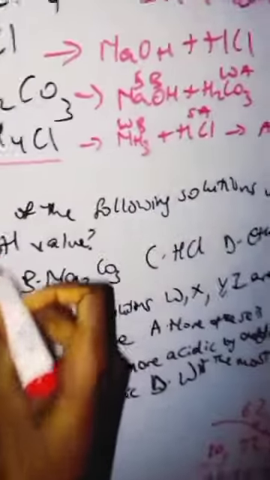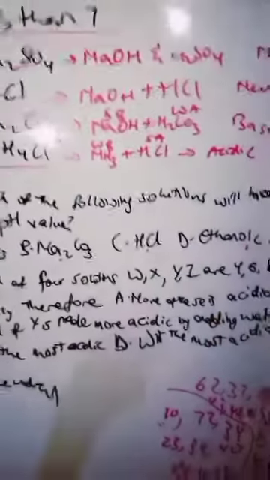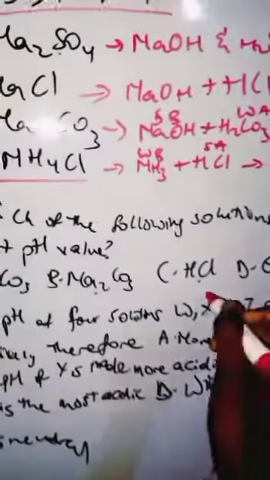Which of the following solutions has the lowest pH value? You have CaCO3, Na2CO3, HCl, and ethanoic acid. The answer is glaring. The lowest pH value is for the acidic solution. So the stronger the acid, the lower the pH value. So yes, this is correct.